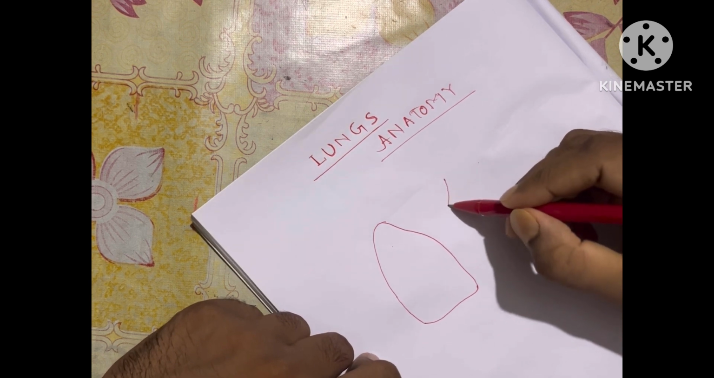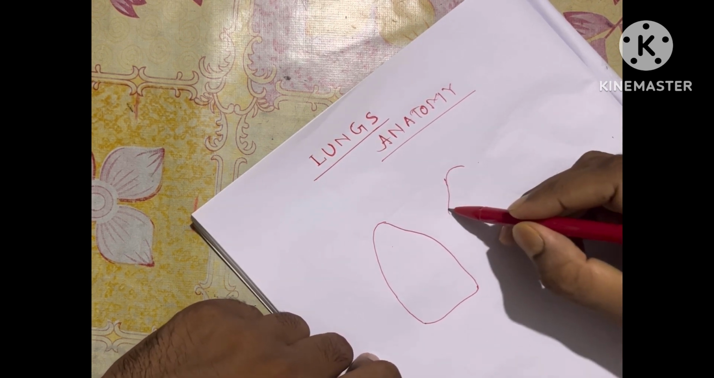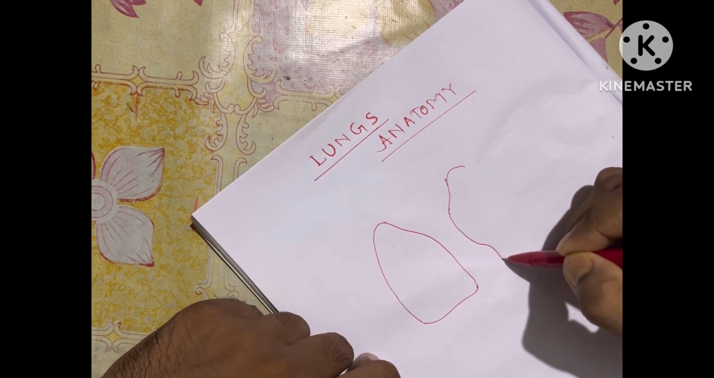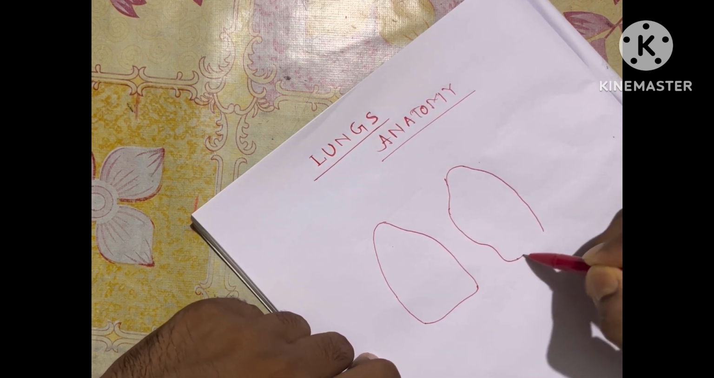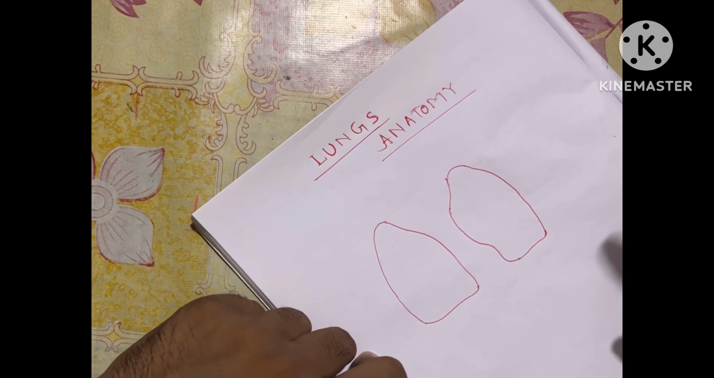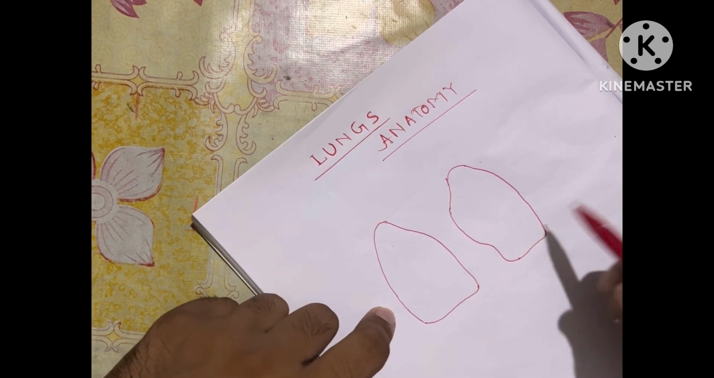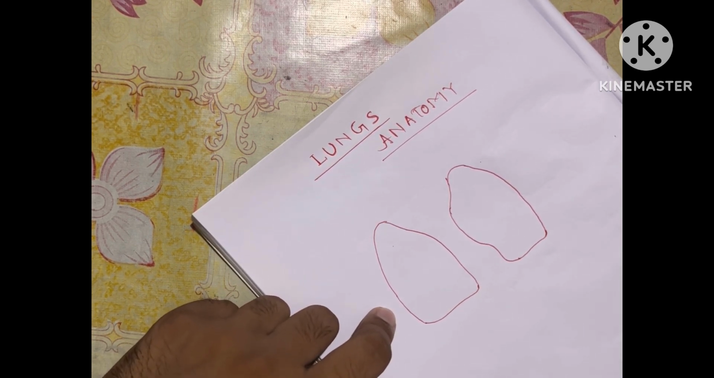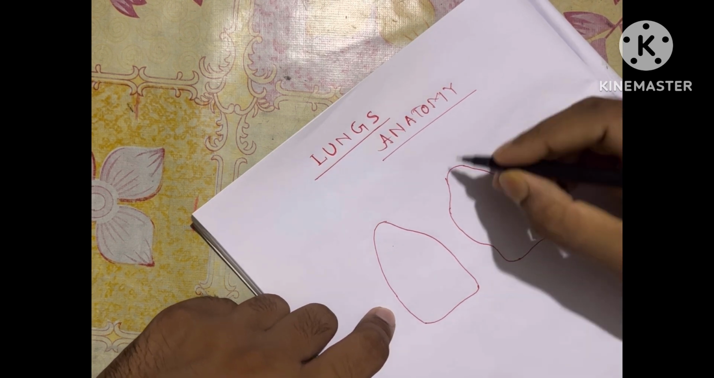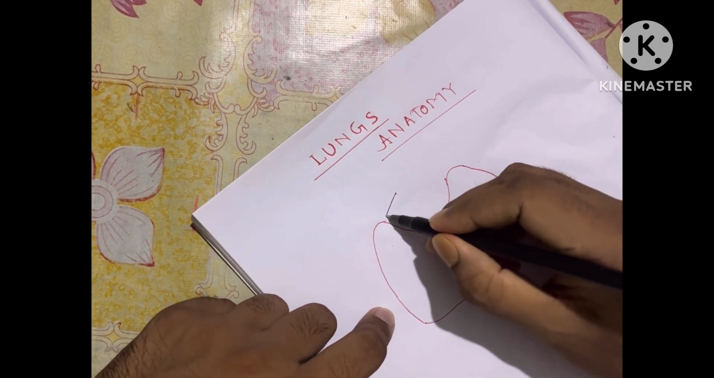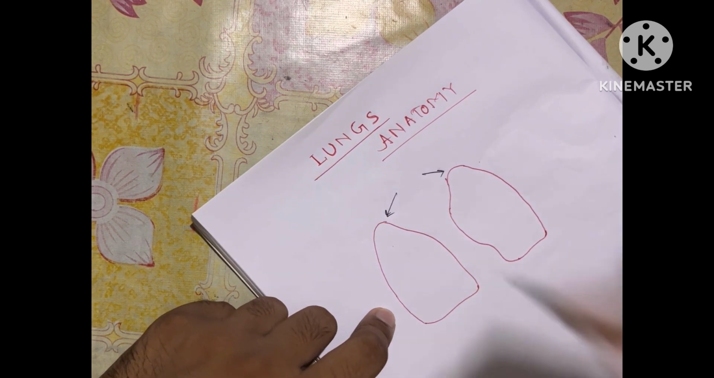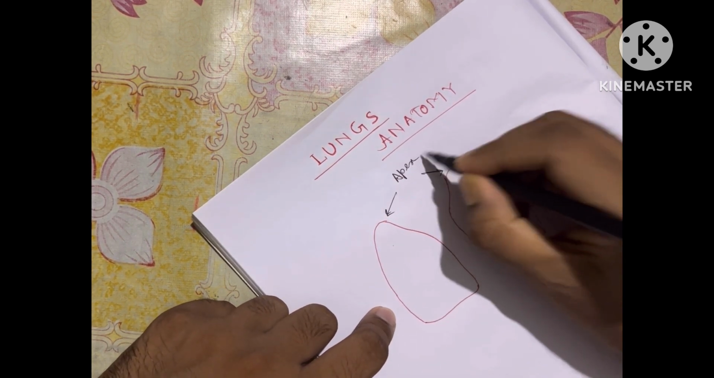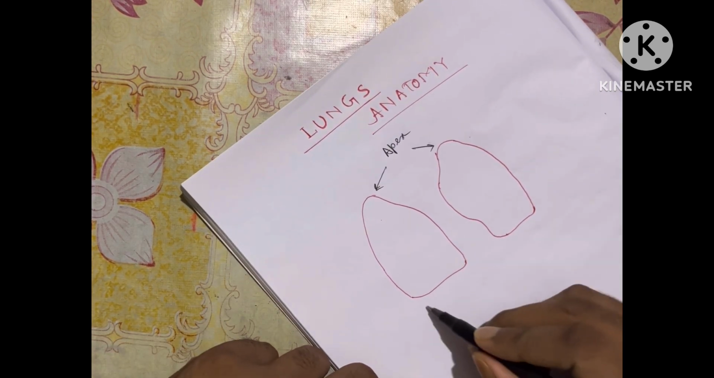So as you can see, this is our lungs. One by one we're going to label each and every point of our lungs. The top portion, or the superior pointed projection, is called the apex.